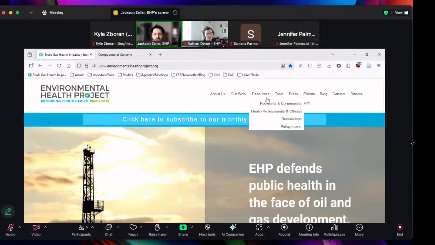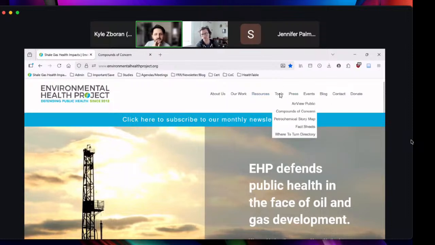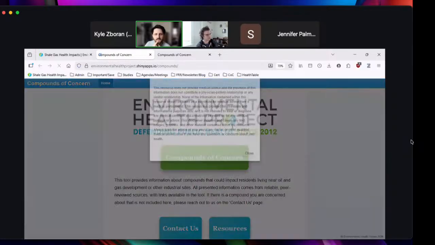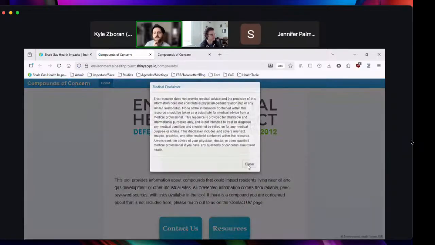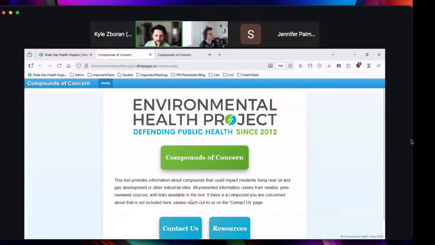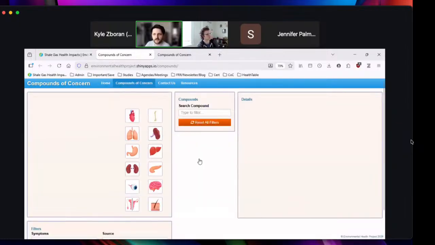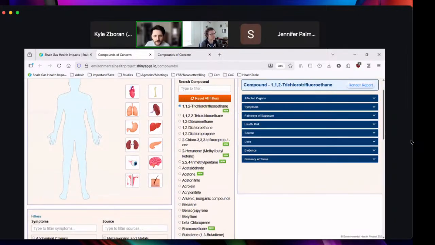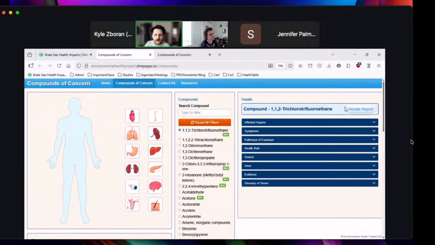Just reset here. So homepage, tools here, and then clicking compounds of concern. Here's our medical disclaimer. And then this is the tool itself. Three little buttons here. I'll go first through the tool itself. So you can get into the tool by clicking the big green button, and then you'll be greeted with these four main sections. Essentially, you can look at these as different filters that will filter down to the compound that you might be interested in. And there are various ways to get the information that you're interested in.